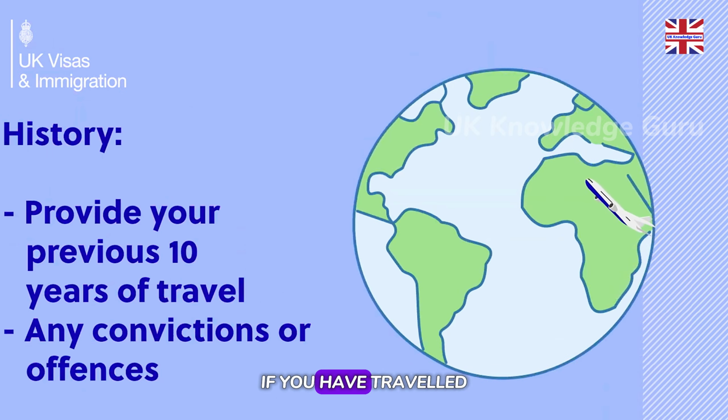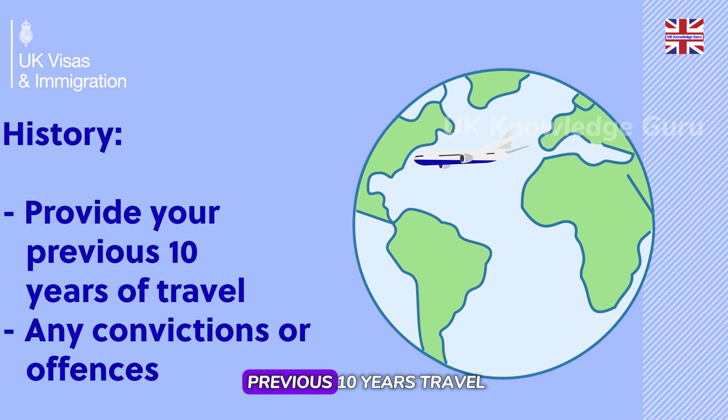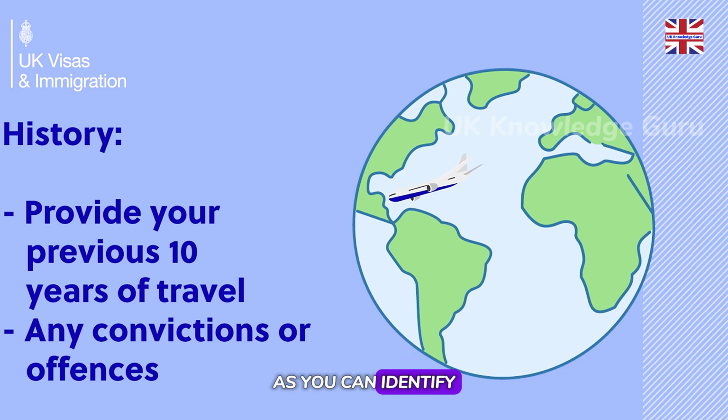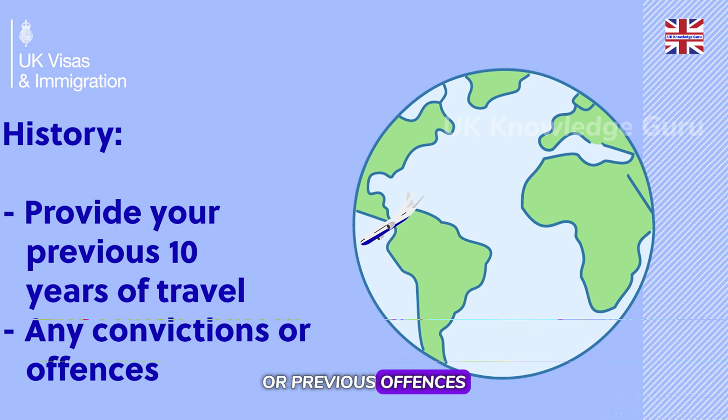You will be asked if you have traveled to the UK before and your visa history, or if you have traveled to certain countries. You need to provide as much of your previous 10 years' travel as you can identify. You will be asked about any details of convictions or previous offences.